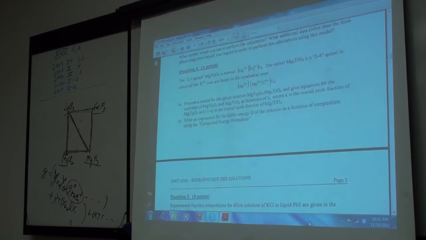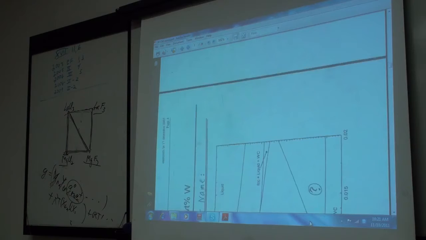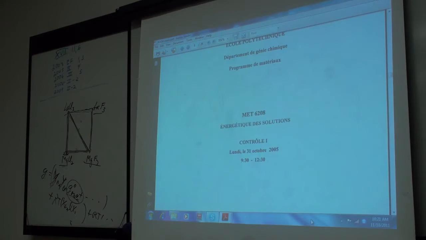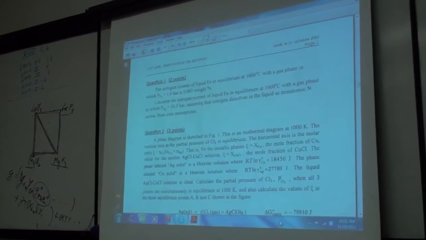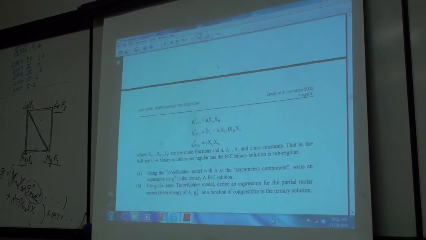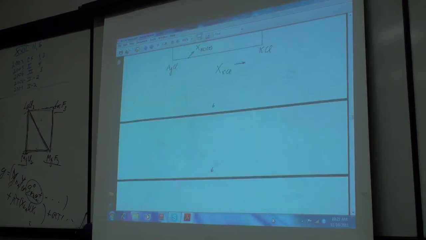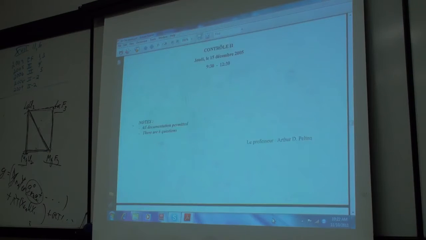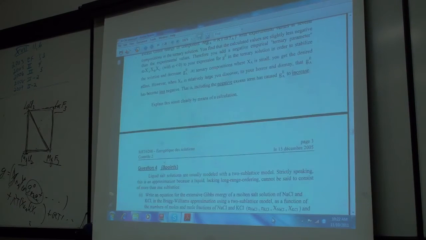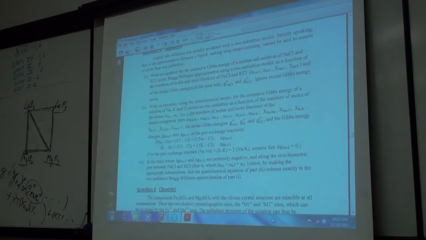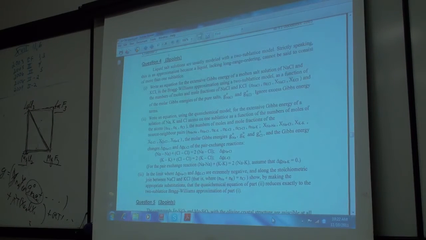Okay, 2005-24 should be here somewhere. This one. All right, this is the one that's more complicated.